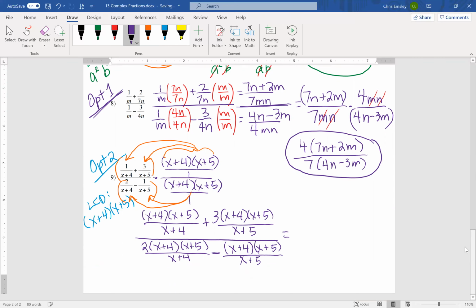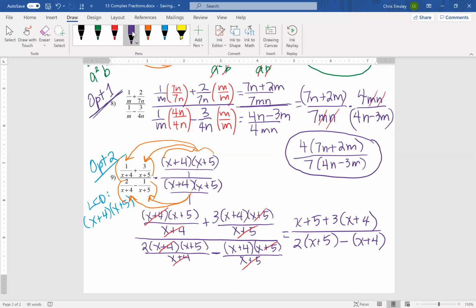Okay, seems like a lot of mess right there, but this is where the magic starts to happen. Then we can do all kinds of canceling. There should be cancellation that occurs in all 4 of those fractions we see. So in this first one, the x plus 4s. In the second one, the x plus 5s. In the third one, the x plus 4s. And in the fourth one, the x plus 5s. And let's see what's left behind. We are left with an x plus 5 plus 3(x plus 4). That's my whole numerator after I've canceled everything out. On the bottom, we're left with 2(x plus 5) minus (x plus 4).